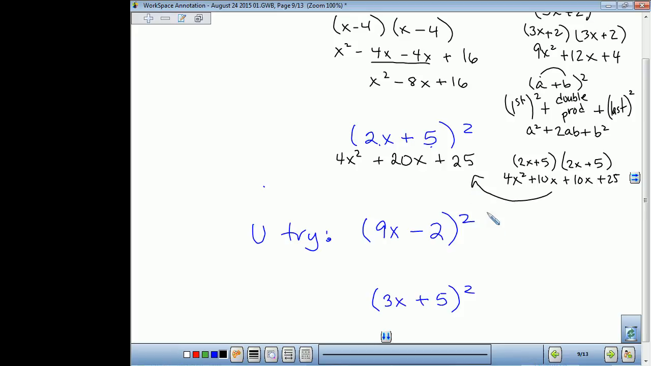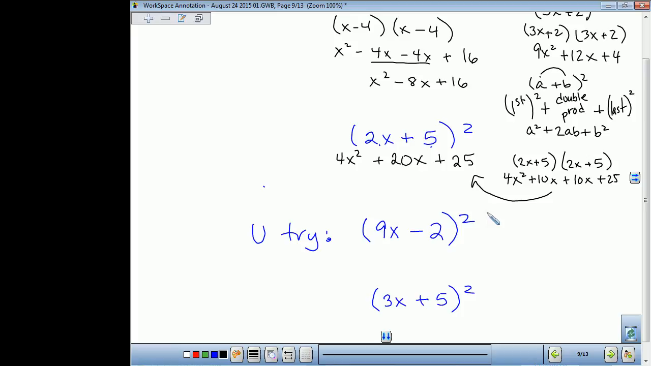Okay, here's our little chant that helps us remember. Square the first, double the product, square the last. Hey! Join with me. Square the first, double the product, square the last. Hey!